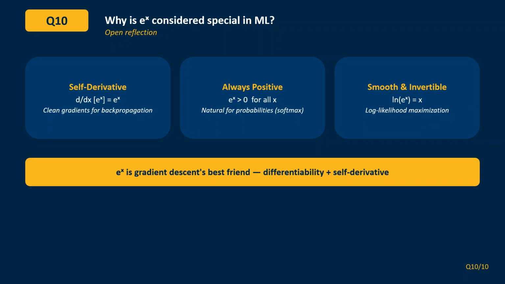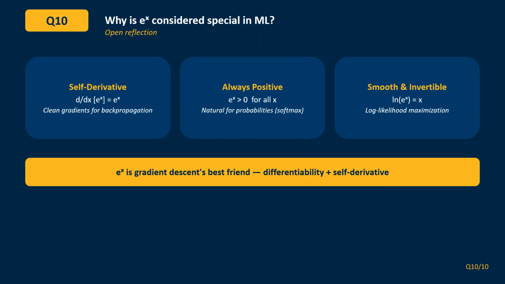The central insight is that e to the x is its own derivative. The derivative of e to the x with respect to x equals e to the x. This self-replicating property under differentiation is unique among exponential functions and has profound consequences for optimization.